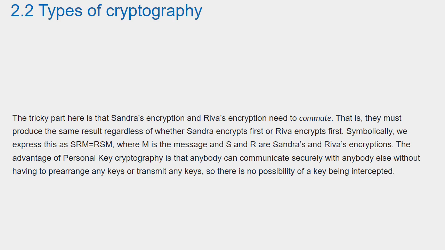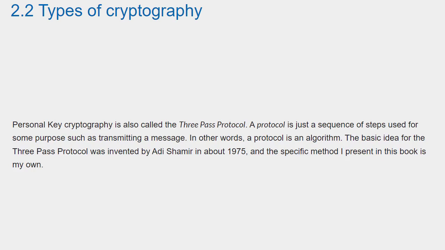Riva's encryptions. The advantage of personal key cryptography is that anybody can communicate securely with anybody else without having to prearrange any keys or transmit any keys, so there is no possibility of a key being intercepted. Personal key cryptography is also called the 3-pass protocol.